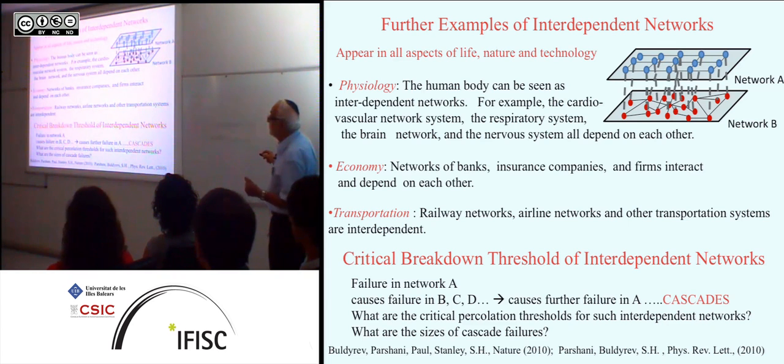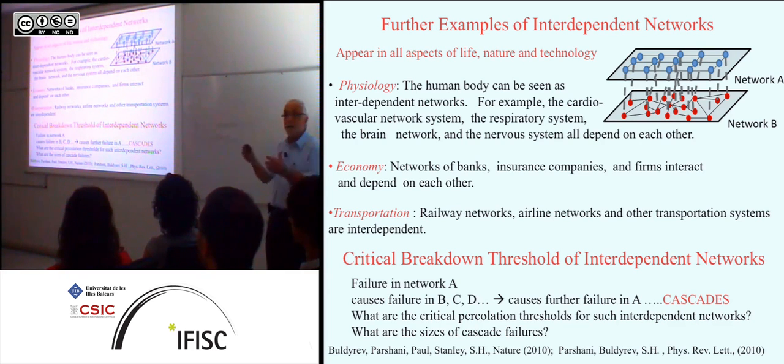Physiology, I already showed you. The human body can be seen as an interdependent network. The cardiovascular system, the respiratory system, the brain network, and the nervous system, they all depend on each other. Each one is a network, but they depend on each other to function. Also in economy, also in transportation.